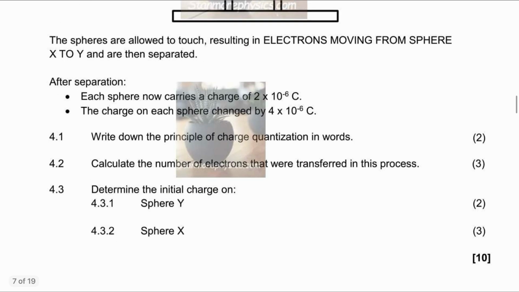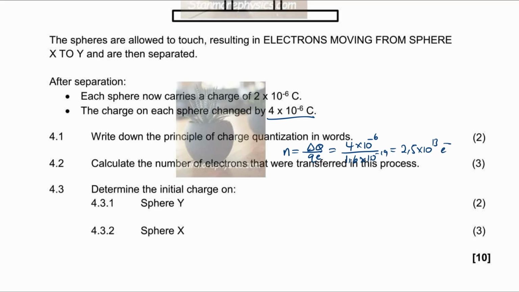Question 4.1, write down the principle, we can leave that out. Question 4.2, calculate the number of electrons that were transferred in this process. So I can use the formula N equals delta Q divided by Qe. Now the change in the charge has been given to us. So 4 times 10 to the power minus 6 divided by the charge of an electron, 1,6 times 10 to the power minus 19. And that's equal to 2,5 times 10 to the power 13 electrons that have been transferred.